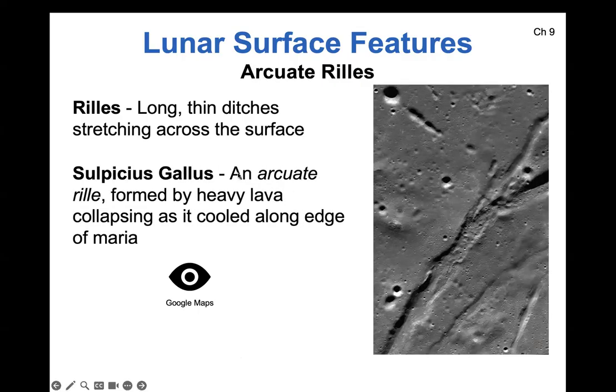Here you have one more, the Rima Arcuata, if I'm pronouncing that correctly. This one was formed by heavy lava that actually weighed down the ground underneath it and compacted it as it cooled along the edge of the Maria, so it created this ditch because of the greater density.